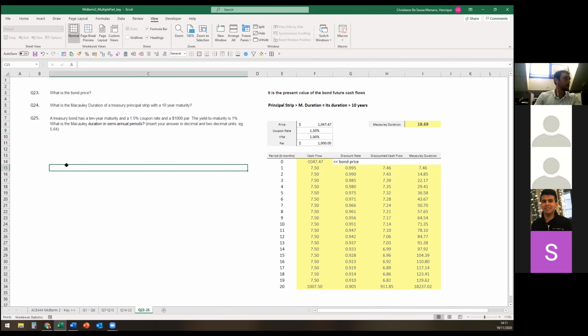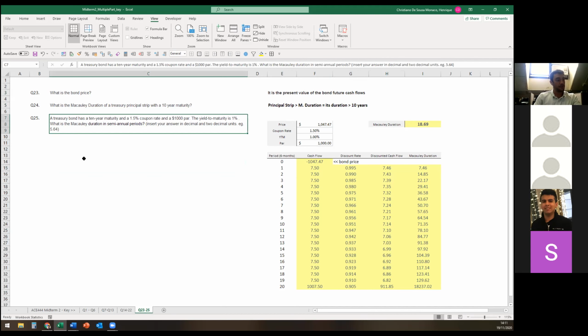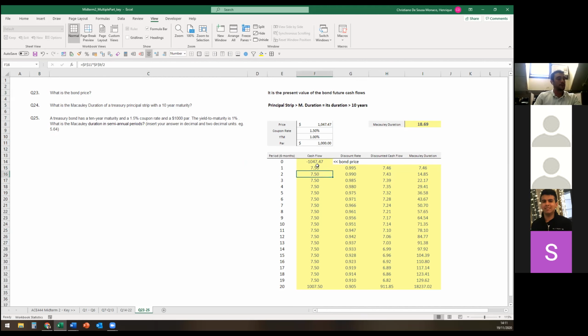Finally, the last one: a Treasury bond has a 10-year maturity, a 1.5% coupon rate, and $1,000 par. The yield to maturity is 1%, and it's asking for the Macaulay duration in semi-annual periods. So first of all, we can project its cash flows. Remember, the coupon payment here is 1.5% divided by 2 times par value. And in the very last period, you have the coupon payment plus the par value.